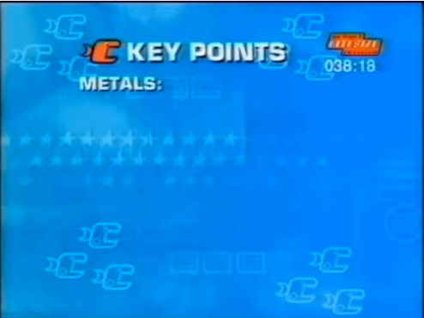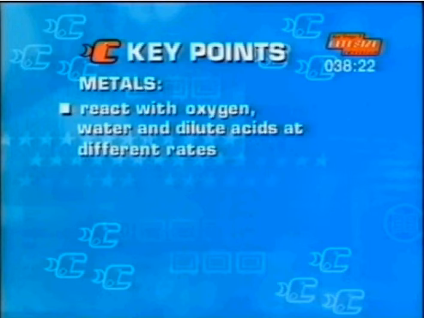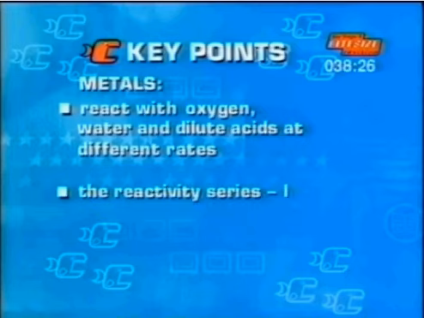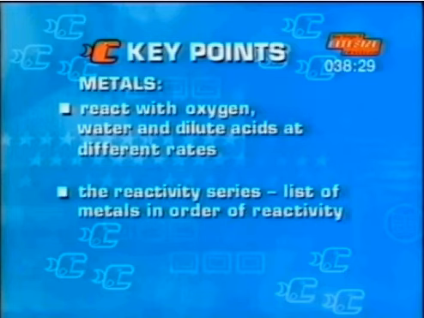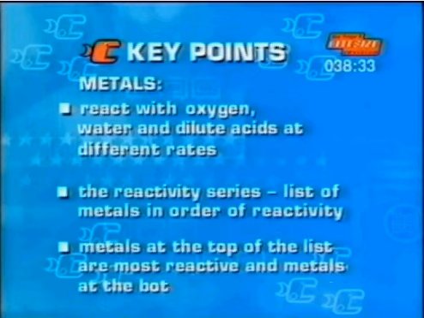So the key points are that different metals react with oxygen in the air, water, and dilute acids at different rates, and that the reactivity series is a list of metals in order of reactivity. Metals at the top of the list are the most reactive, and metals at the bottom are the least reactive.